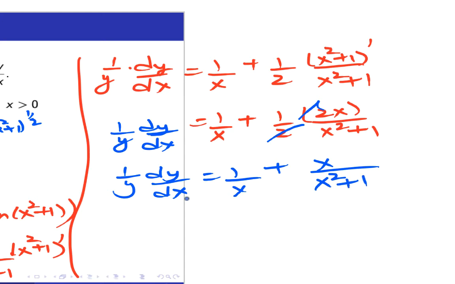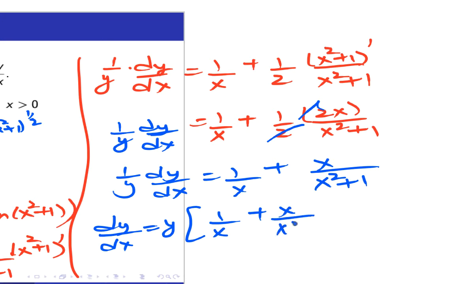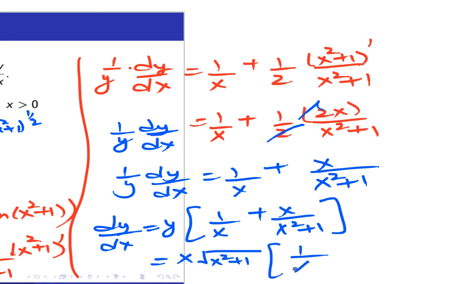Remember, you're solving for dy by dx. That means you can remove the y's here. So dy by dx is y times 1 over x plus x over x squared plus 1. And then you can substitute the y. Remember, the original y was x times square root of x squared plus 1, times 1 over x plus x over x squared plus 1. It's just that when you do logarithmic differentiation, it makes life simple because you can use the log properties. That's basically what we are doing here.